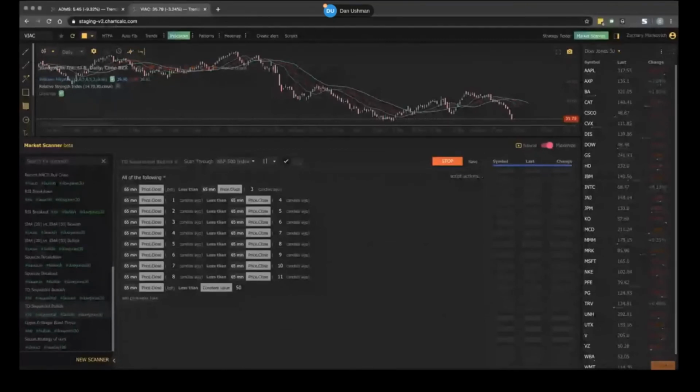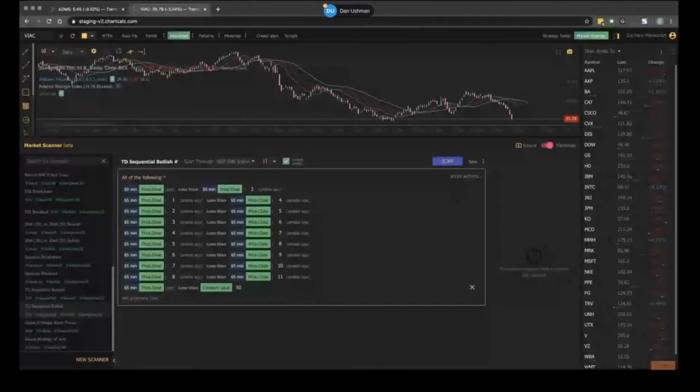And we'll see what we find here. Nothing. Sometimes that'll happen when you have a scanner, and that means you just might want to loosen your condition or change your universe or do something else there.